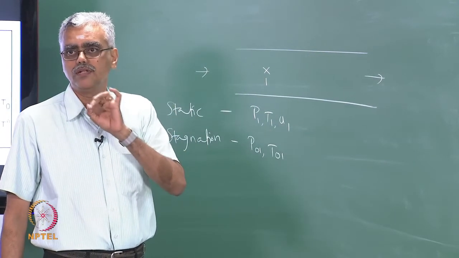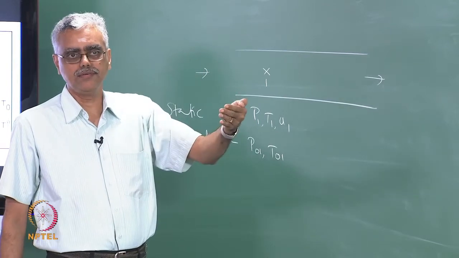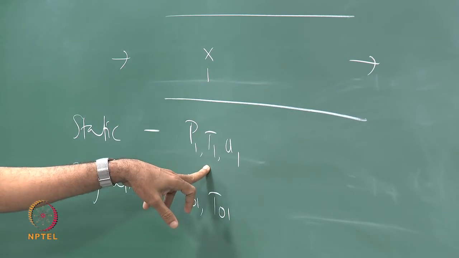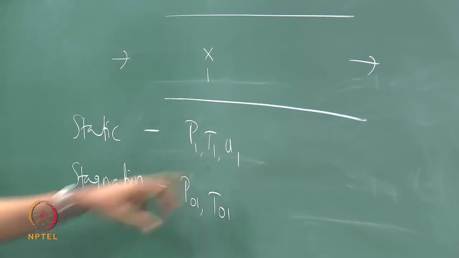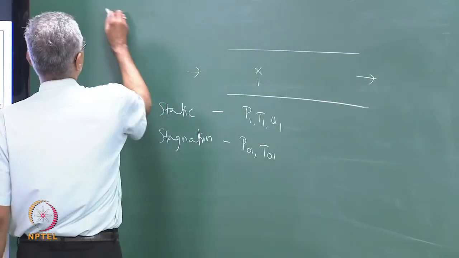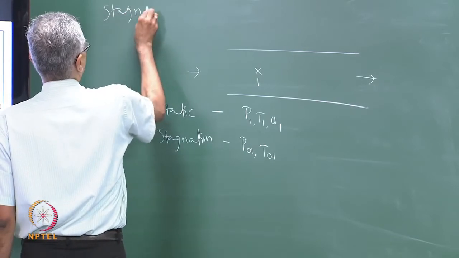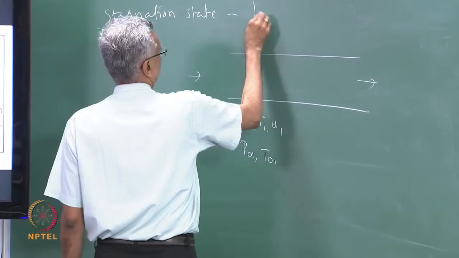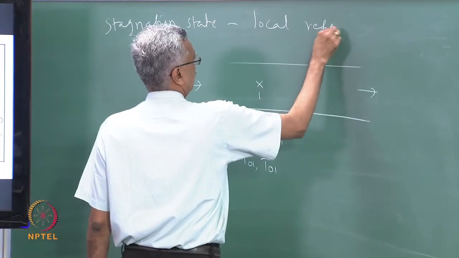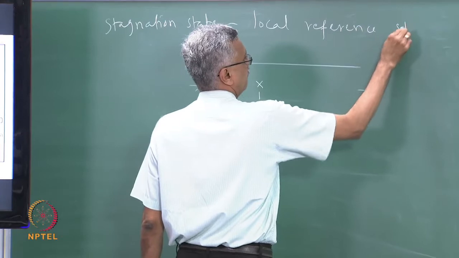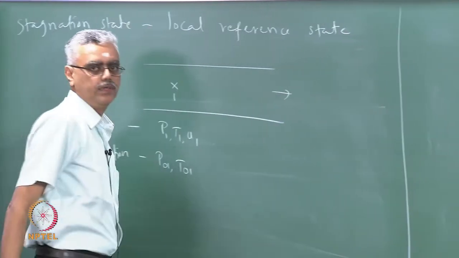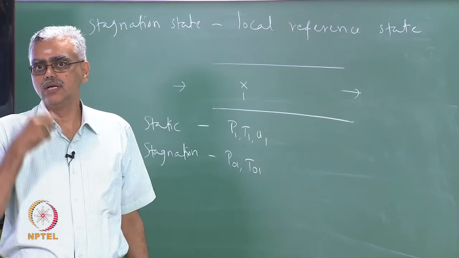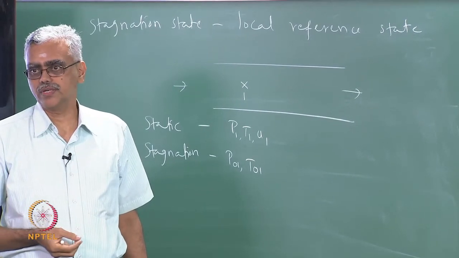Okay, so two things that are important. Unlike the sonic state, the stagnation state is calculated for this static state, right? So, which means that the stagnation state is a local reference state. Because the stagnation state is calculated for a particular static state. So, it is a local reference state from that perspective.